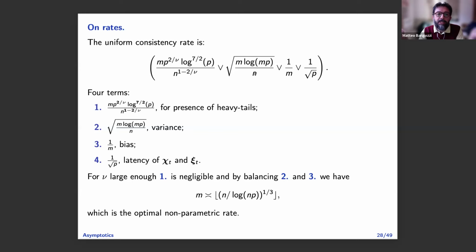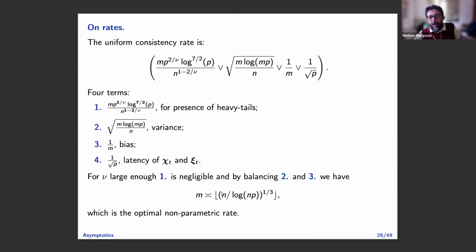And 1 over root p is due to the fact that both the common component and the idiosyncratic component are unobserved, and so you need p to go to infinity to be able to separate the two. So that's the intuition of the rate, okay? And clearly, if you are in the Gaussian case, or nu is large enough, in fact, you don't need Gaussianity, you need nu large enough to get rid of this first term, then you can balance these two terms and find the optimal m.